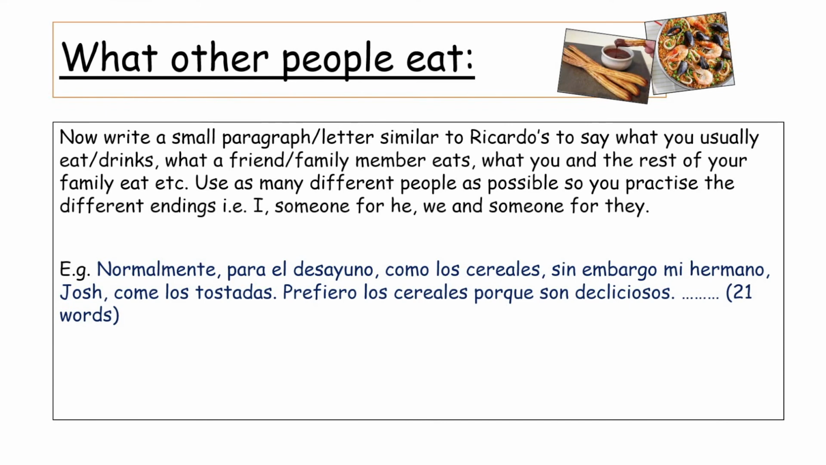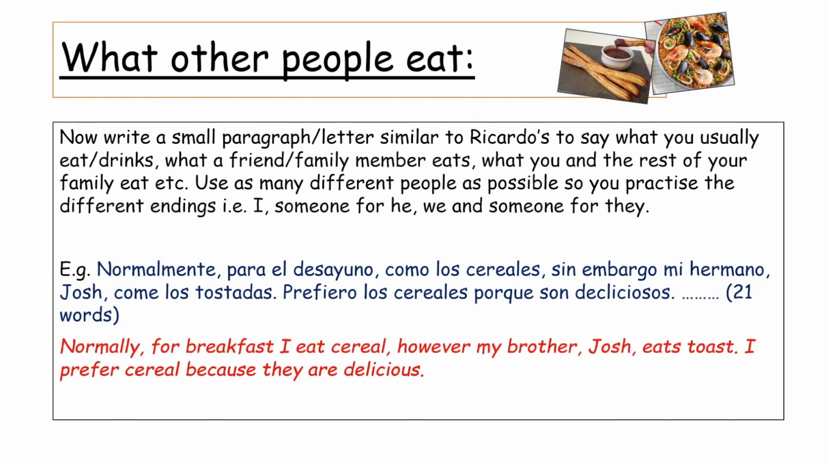So that's 21 words there so far. Okay, and that's just 2 sentences. So it's very easy for you to get up to between 50 to 100 here. Okay, you'll be surprised how quickly you can get that far. So this means here, normally for breakfast I eat cereal. However, so I've made a comparison, my brother Josh eats toast. I prefer cereal because, now I know in English it's a single noun for us, but in Spanish it's plural, so I have to say they are delicious. And then my delicious needs to end in an extra S, and it doesn't need to be deliciosas because it's not feminine, it's los cereales, not las.